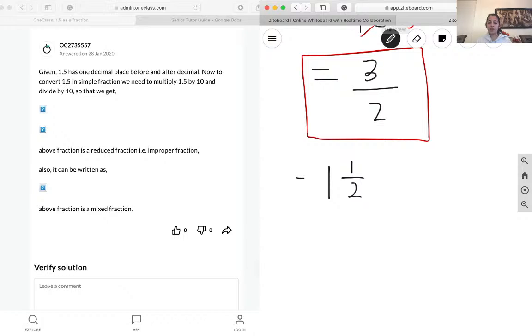In order to verify this, what we can do is multiply the denominator by the whole number. So 2 times 1 is 2, and then we just have to add in the numerator. So basically, we're just timesing this and adding this to it. And that is also the correct answer.